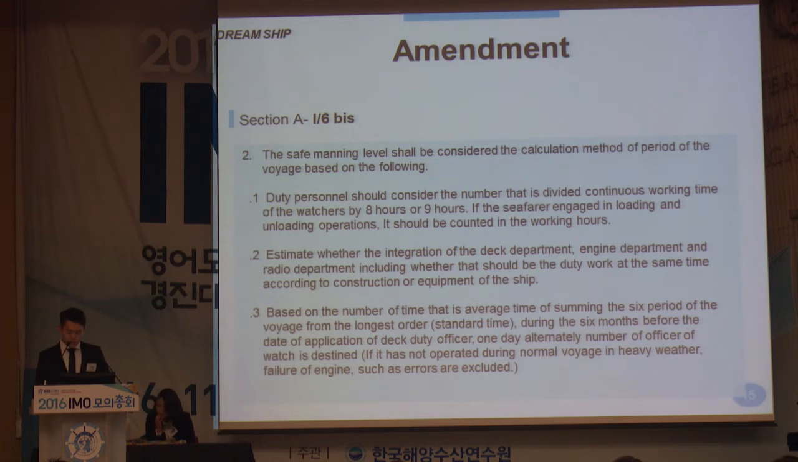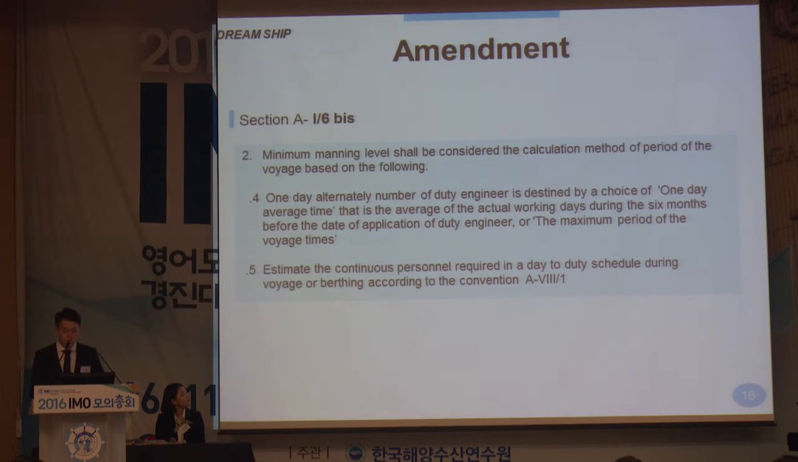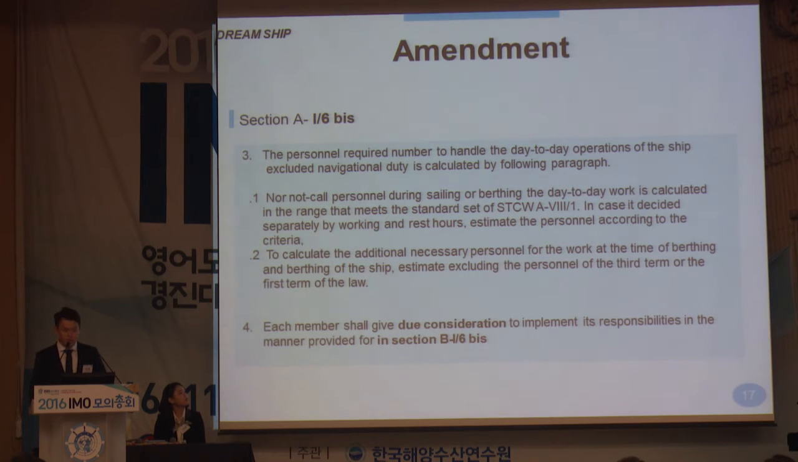Provision 2 prescribes the principle of calculating the period of the voyage and the number of duty personnel. Provision 2.1 is a method of calculating the duty personnel, and Provision 2.3 is a method to estimate the reference hours. Provision 2.4 is a method of calculating the duty engineers, and Provision 2.5 is a method to estimate continuous personnel for calculating Provision 1. Provision 3 is a method of calculating the personnel who are not on navigational duty. Provision 4, as mentioned in the previous slide, is to regulate that the administration also regards Code B as mandatory, although it is originally a recommendation.